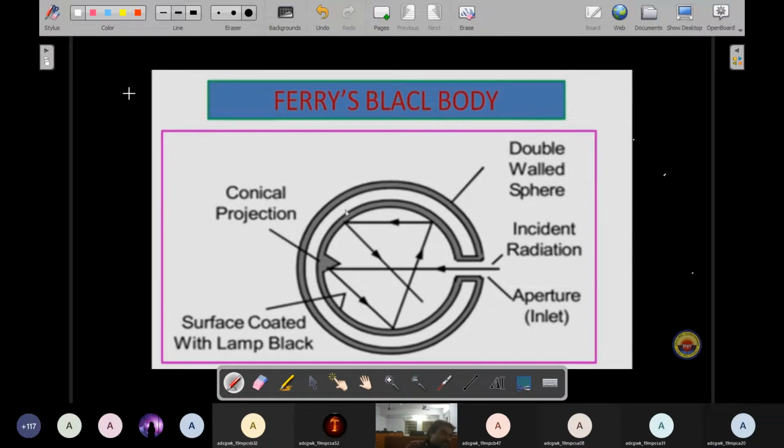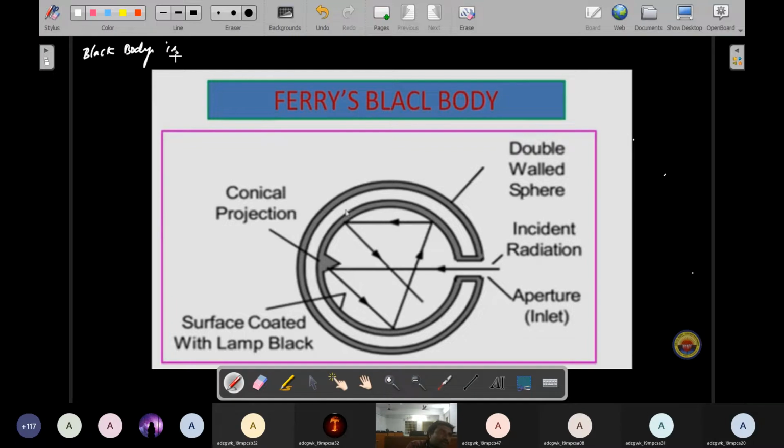I already explained a black body in the previous class. Black body is of two types. It is actually a black body device only. Both are black bodies, and the functioning of the device is like a black body, but one black body was explained by Ferris and another black body was explained by Wien. Okay, so this is a black body.